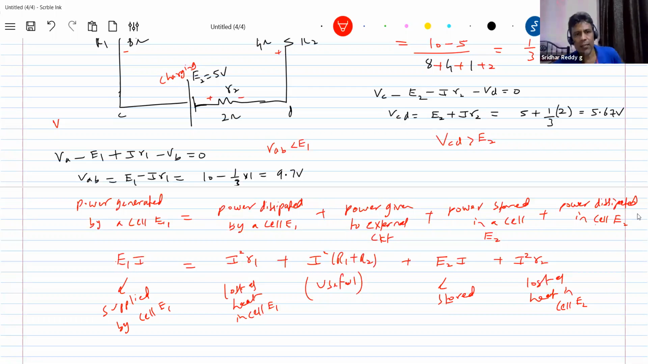So what does that cell 1 do? It will convert chemical energy into electrical energy. A part of that energy will be taken by the cell itself and lost as heat. The remaining energy output will be given to the external circuit. A part is given to another cell where it will be stored. It's like you can say it's charging, storing.